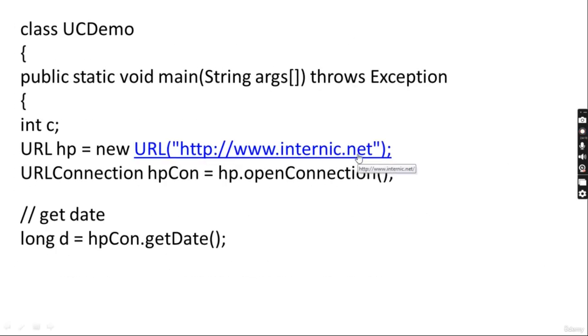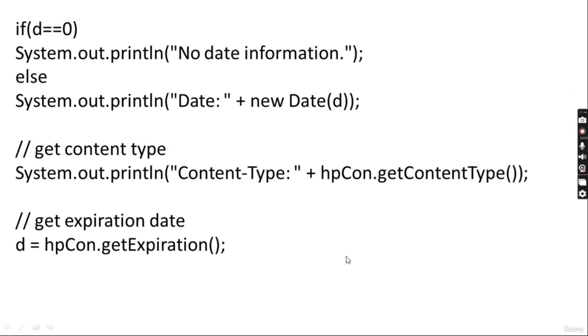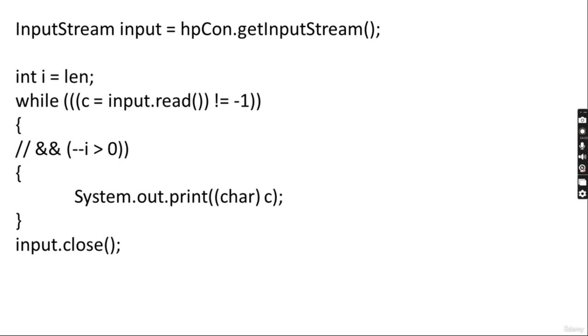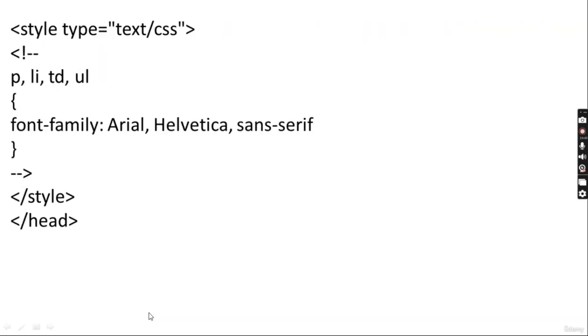So you can check the information regarding any website that you want. It is your choice. When we see the practical part of this chapter on networking, I will provide the same URL, but when you run your program at your side, you can take any website as per your requirement. Next, style type text/css, this is the font family, then style head. This is the information they provided.